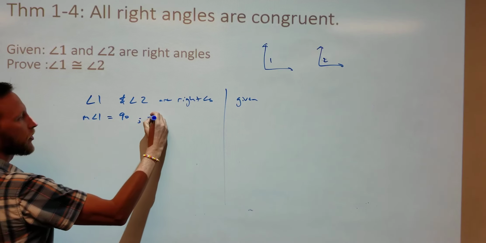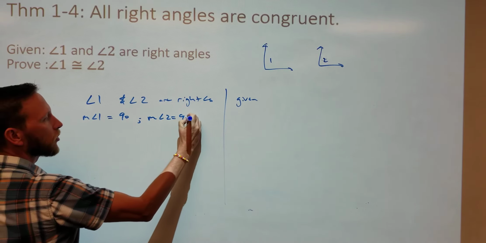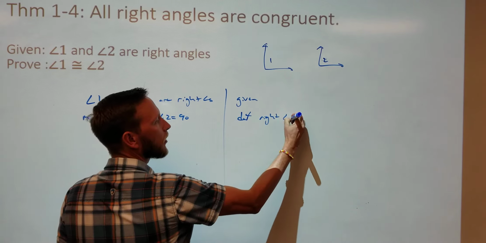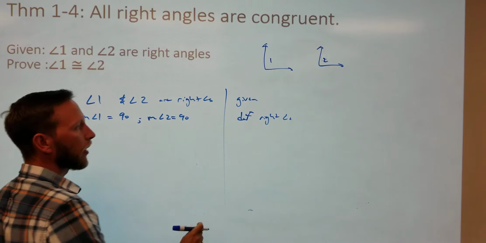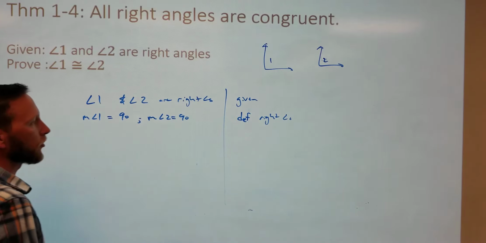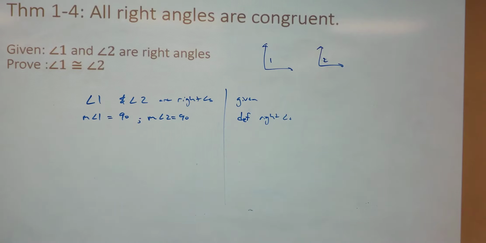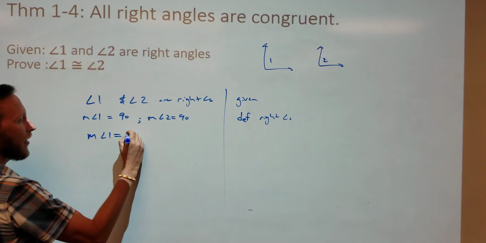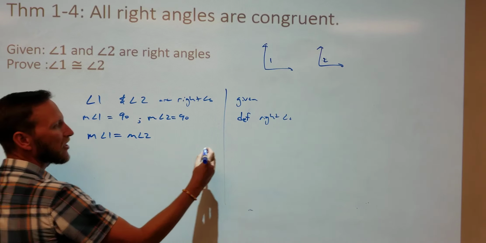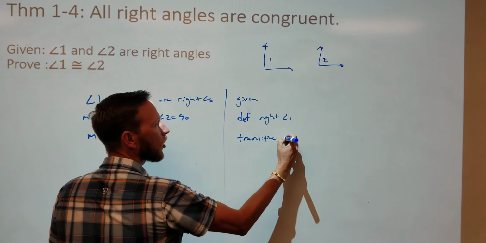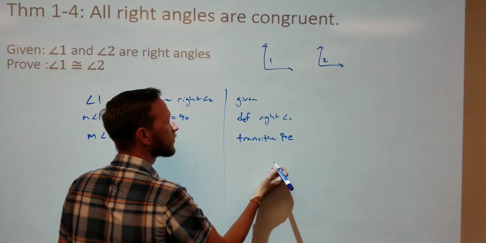And I'm also going to say that the measure of angle 2 is equal to 90. That's the definition of a right angle. We defined right angles back in our first lesson. Maybe it was our second lesson together, I suppose. But the definition of right angles is that they're angles whose measure is 90 degrees. Which means now that these angles have the same measure. You can call that transitive POE, or you can call it substitution POE. All right?